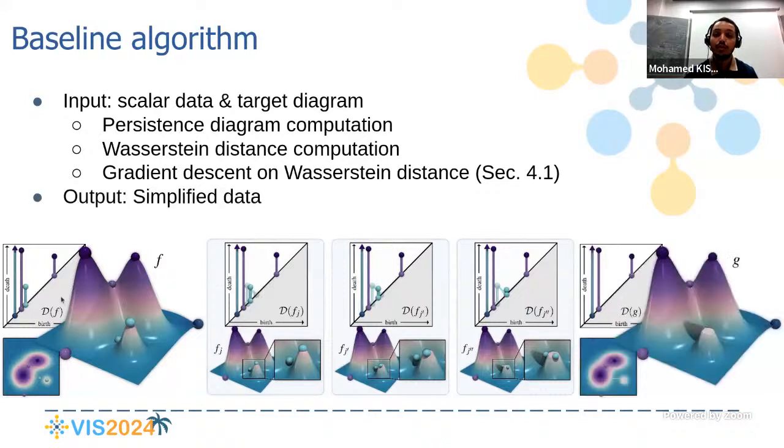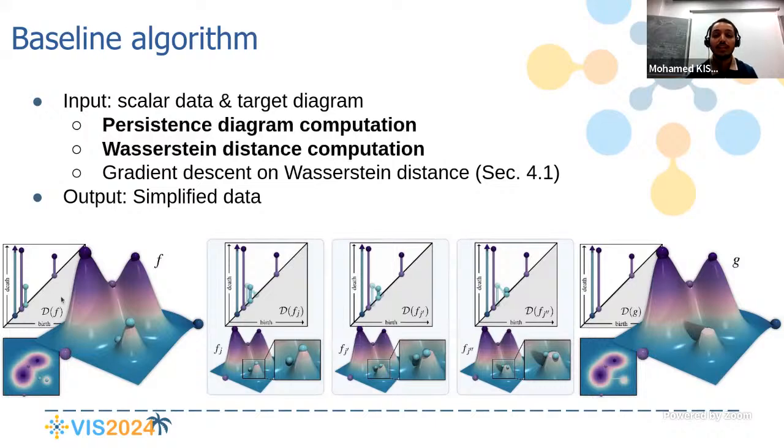And then we return the optimized data where the undesirable features have been removed while maintaining the pairs considered as signal. We have observed that nearly all the execution time during each iteration is dedicated to computing the persistence diagram and the Wasserstein distance. Therefore, we focus on improving these two steps of the algorithm to make it run faster. Today, I will not describe the step involving the gradient descent, how to update the data, but it is documented in section 4.1 of our paper.